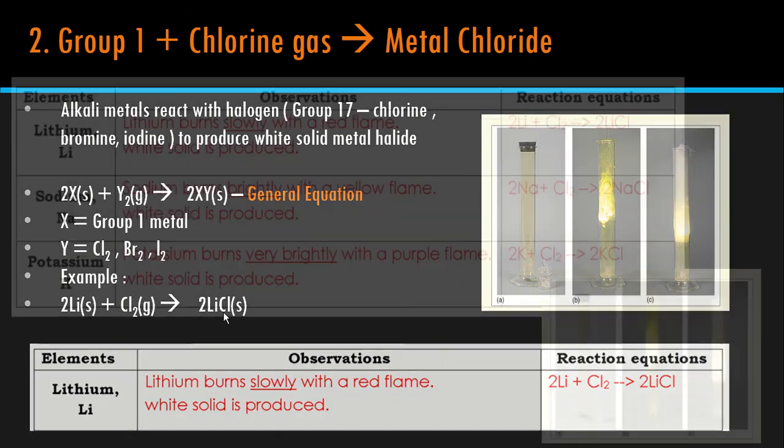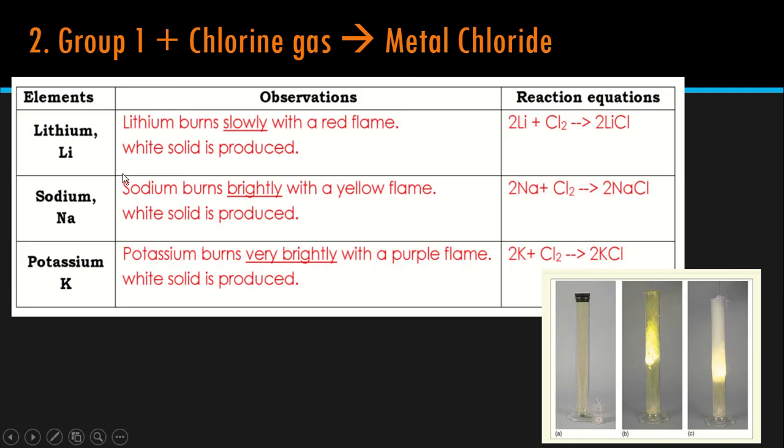Sama sahaja. Okay. So next kita tengok bila sodium dibakar, dia akan burns brightly, compare tadi slowly kan. And then warna api pun akan jadi warna yellow, lebih kurang macam ni, yellow. Okay. So white solid is produced, sama juga macam yang lithium. So equation sama juga, ganti saja Li tadi dengan Na sini, sini menjadi Na tadi Li kan. Okay, for the potassium sama juga, cuma beza dia akan burns very brightly with a purple flame.